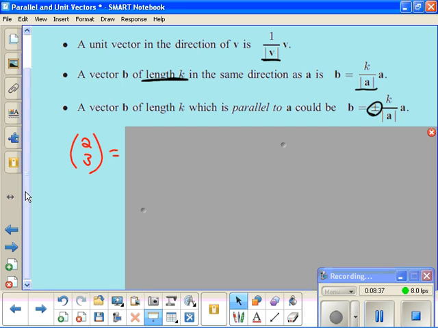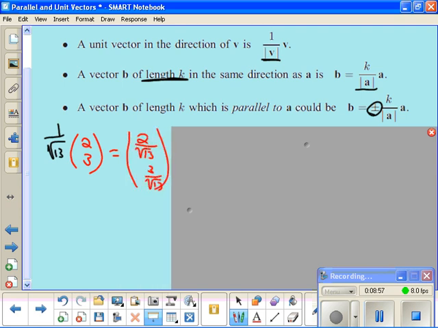So here's the situation. Let's just say I want to find a unit vector for this. First thing I'm going to do is find the magnitude of the vector. What's the magnitude of this? Square root of 13. So I put 1 over the square root of 13. Multiply it. Now I've found the unit vector.